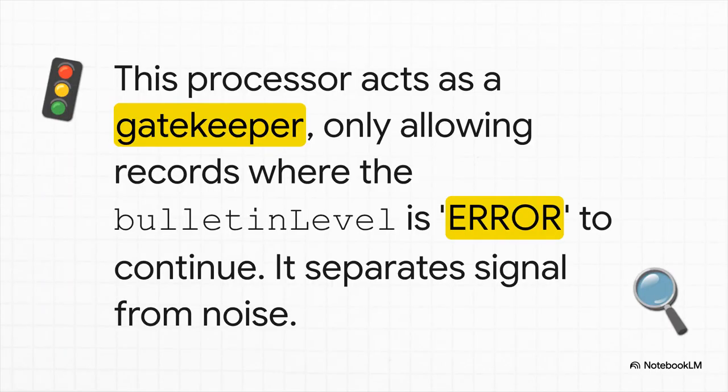Okay, now it's time to separate the signal from the noise. This processor, route on attribute, acts like a bouncer at a club. It checks every single record, and based on the rule we gave it, it only lets records through where the bulletin level is error.